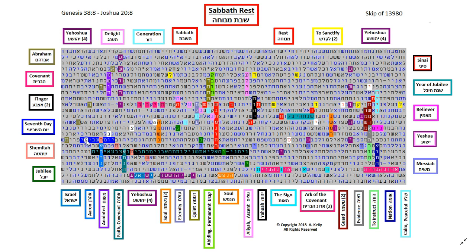Now these 2 tablets were kept in the Ark of the Covenant. The Ark of the Covenant is here, Aron Habarit, and it's here. And these are in the plain text in Scripture. This is actually from the book of Joshua right here. The table goes from Genesis 38 verse 8 to Joshua 20 verse 8.